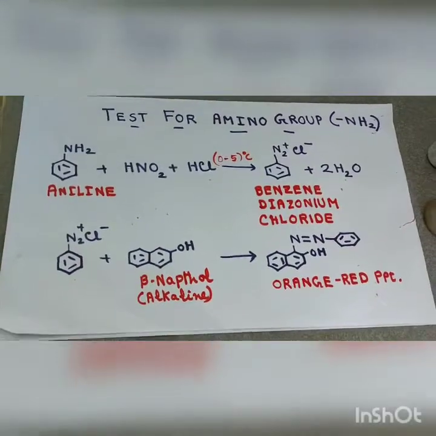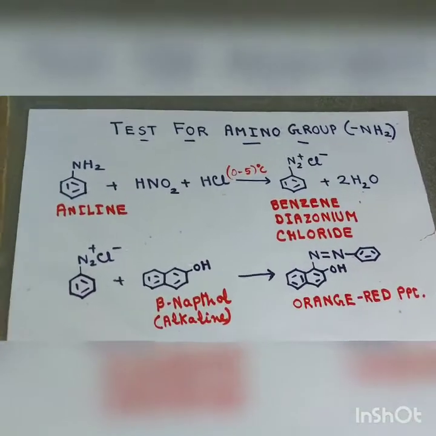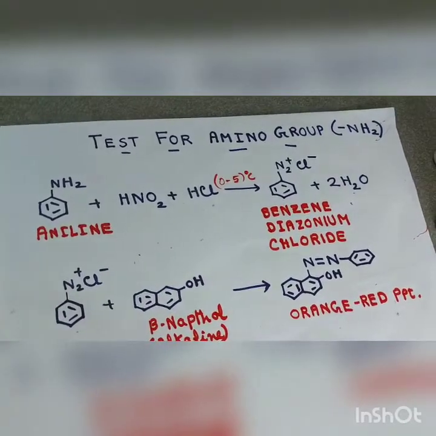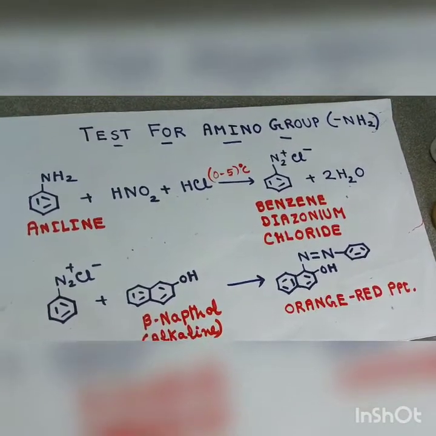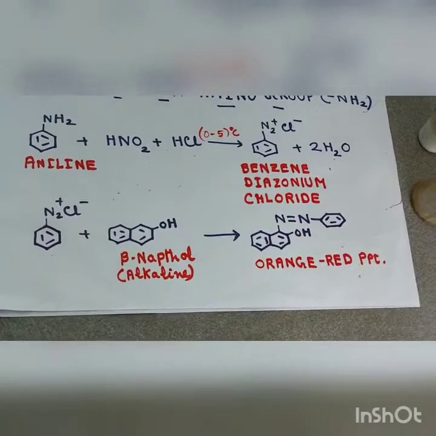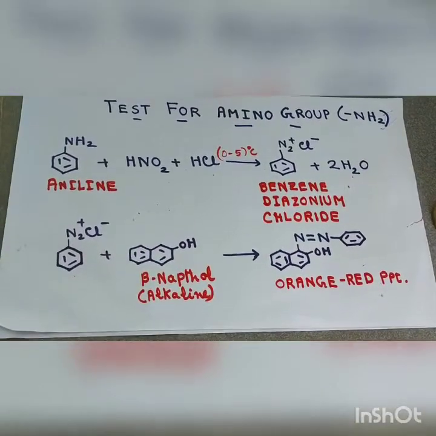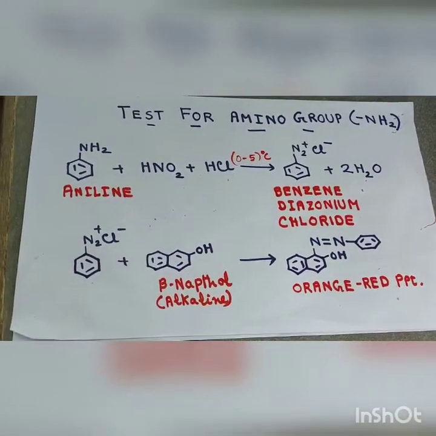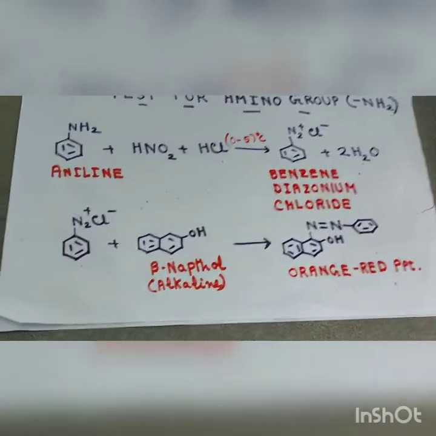To test for aromatic amine: aromatic amine reacts with nitrous acid and concentrated HCl. The temperature must be 0 to 5 degrees centigrade. We have to maintain this cold condition, otherwise the nitrogen molecule may leave the molecule and go off as gaseous nitrogen. Under this condition, we have to carry out the reaction.